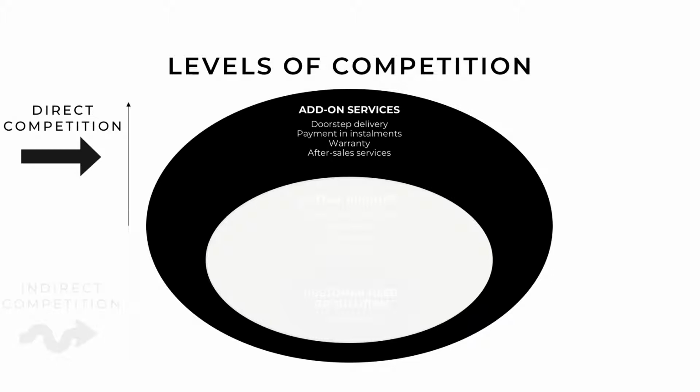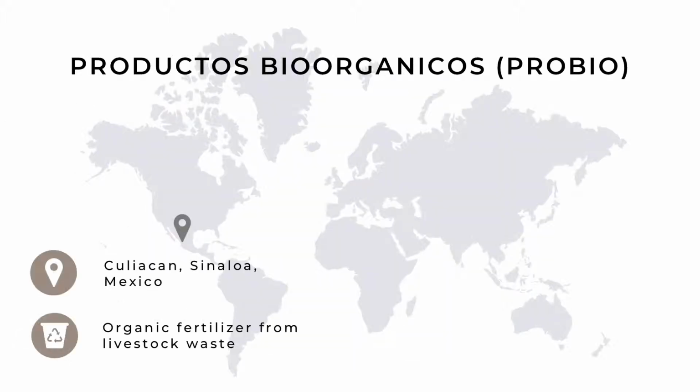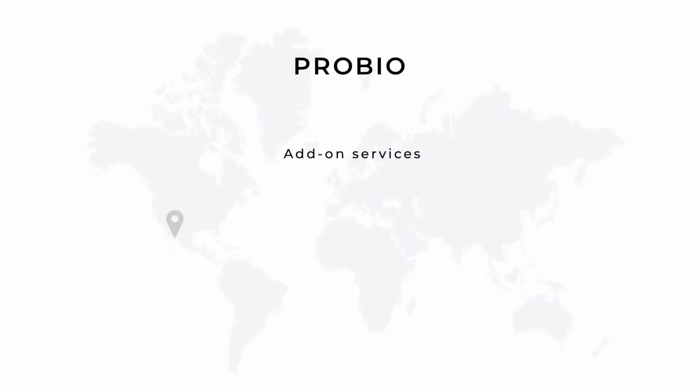Let's look at this outer circle with an example. Productos Bioorgánicos, ProBio, is a business from Mexico that produces compost, vermicompost, and organic fertilizer from livestock waste. Now, what they do is they differentiate their product from competition by offering 2 additional services to their customers.